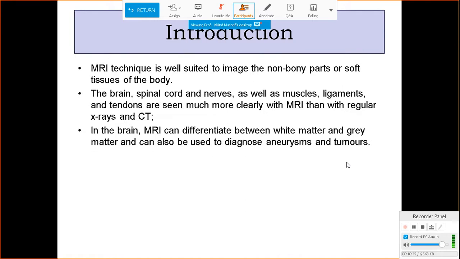So this MRI technique is basically more suited for non-bony parts or soft tissues of the body. So this technique is suitable for the brain, for the spinal cord, for nerves, for ligaments, and so on. Whenever these body parts are to be analyzed, doctors prefer MRI over other techniques such as X-rays or CT scan. And in the brain, we will be focusing basically on brain MRI image analysis. In the brain, MRI can differentiate between white matter and gray matter, and MRI techniques can also be used for diagnosing tumors.